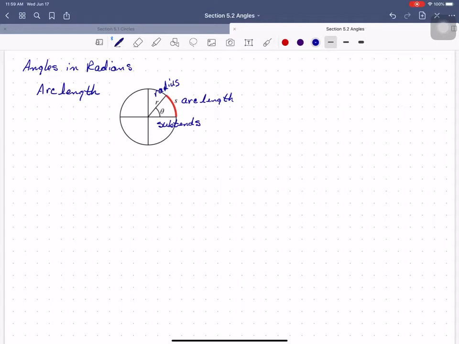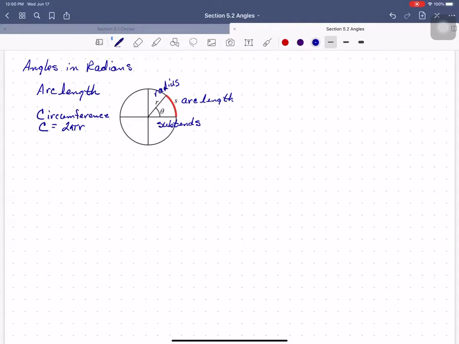Now, if we go all the way around the circle, we're talking about the circumference. The circumference means really we walked all the way around the outside of our circle once. And you'll remember from earlier work that the circumference of a circle is 2 pi r. Okay? Regardless of the size of the circle, we can always calculate the circumference from this formula.